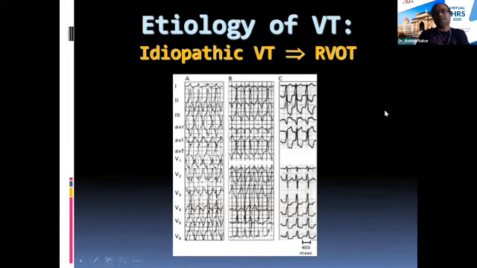What is the difference between idiopathic VT and some of the other VTs that I showed you in the setting of structural heart disease is that it is not associated with risk of sudden cardiac death. And unlike other VTs in structural heart disease, which usually require an ICD implantation, this one can be ablated successfully.